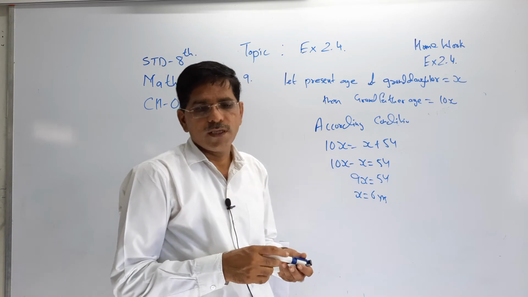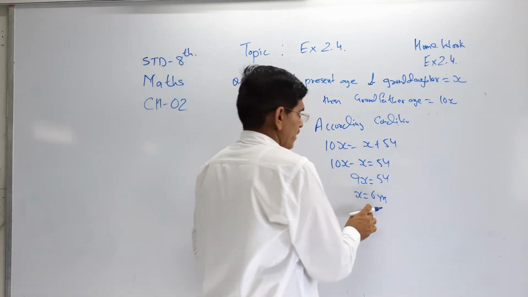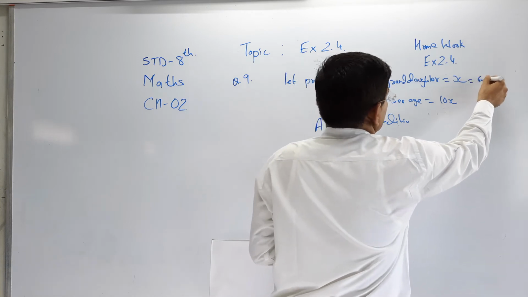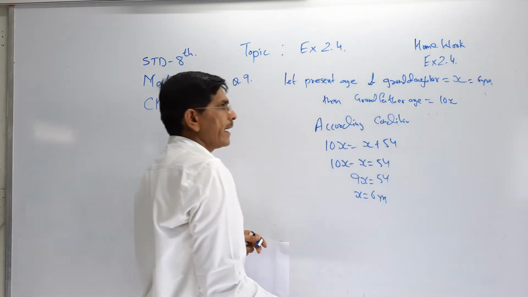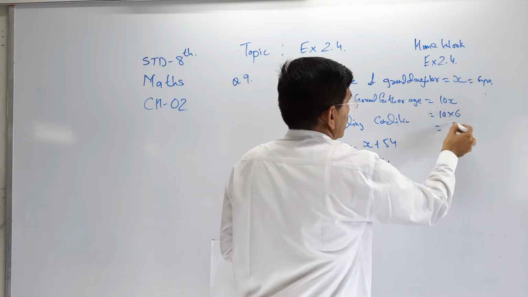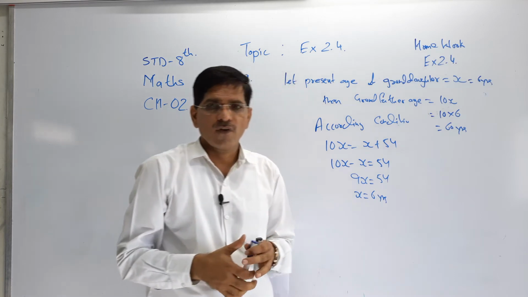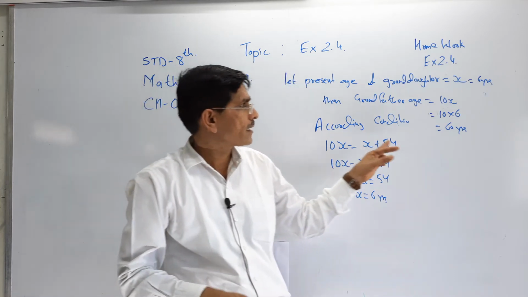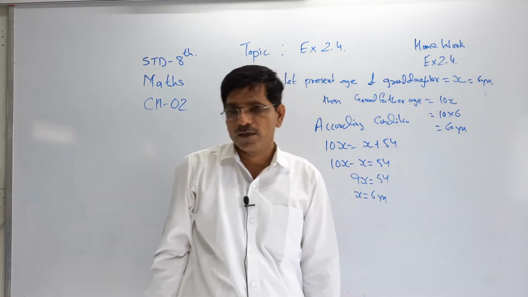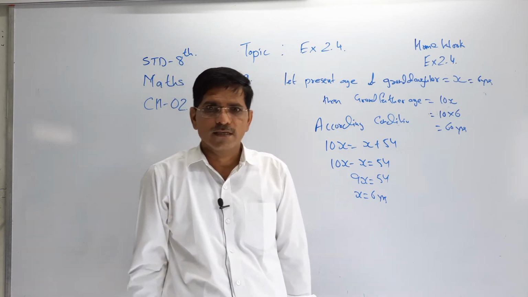9 6s are 54. So the granddaughter is 6 years, and 10 into 6 is 60 years. So the grandfather's age is 60 years and the granddaughter's age is 6 years.